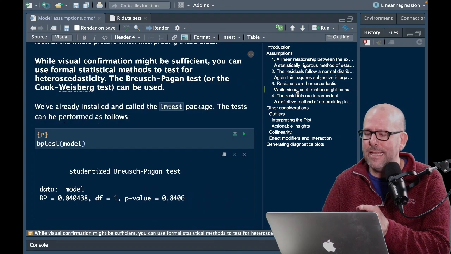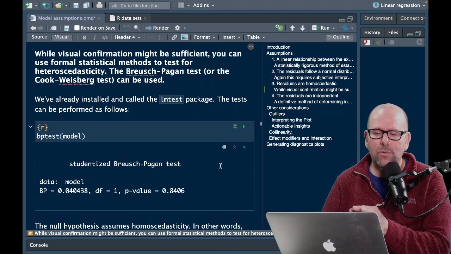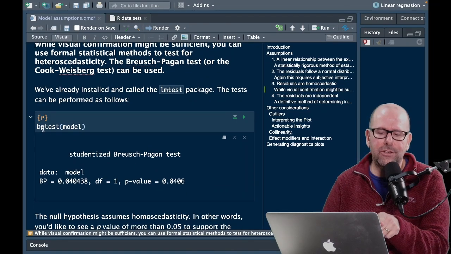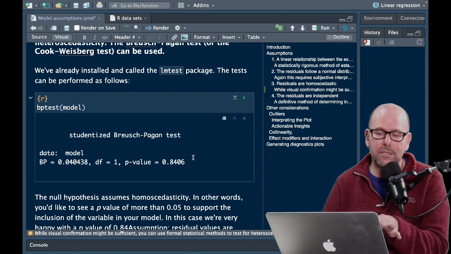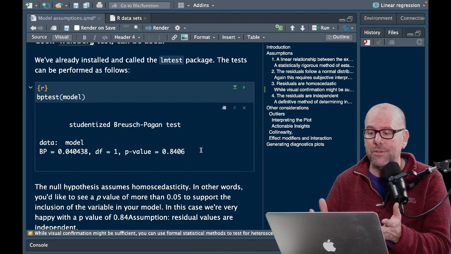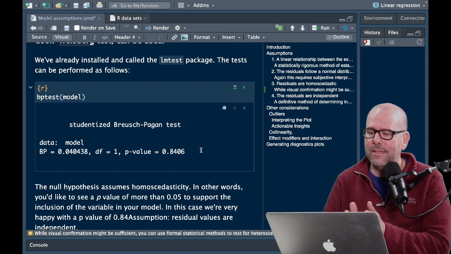Residuals are homoscedastic. Again, we've got a test for that, the Breusch-Pagan test. The function is bptest. Put into the first argument, the only argument, model, and once again, a large p-value suggests that we can accept the null hypothesis, that is that, in fact, there is homoscedasticity. So happy days. Okay, and then finally, that the residuals are independent.